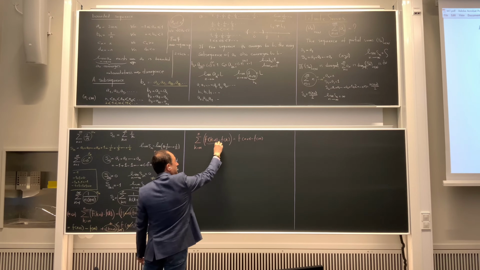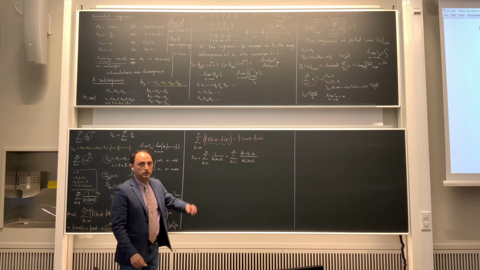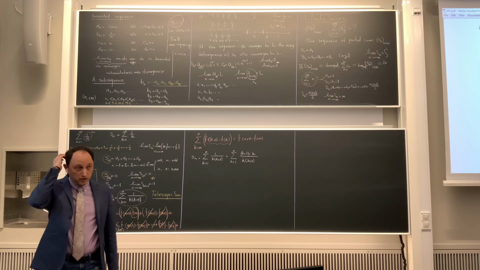Okay, so how can I do that? So S_n is sigma of 1 over k times k plus 1, where k goes from 1 to n. So this is now the solution. Instead of this 1, you write this. You might wonder why I'm doing this, but you will see that it will work. Instead of 1, I write k plus 1 minus k. Okay? Why is this good? Can you see now why?